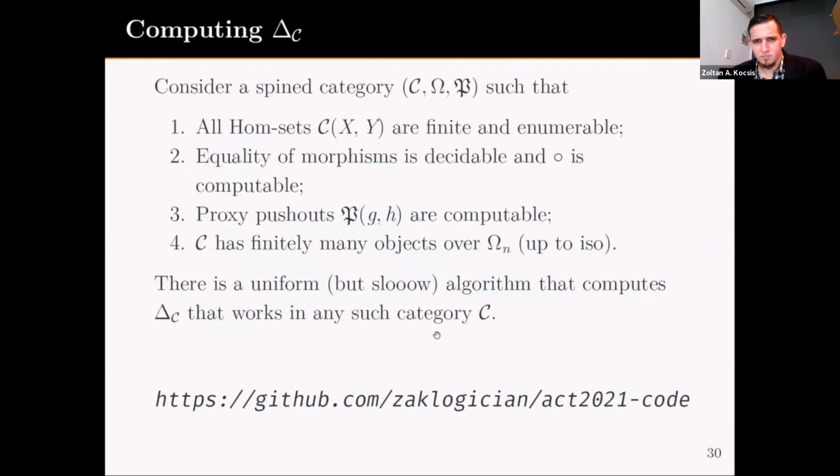But more importantly, if we put some very mild computational assumptions on our category C, we even get a uniform algorithm that computes delta C. And you can check this out online here. There's an example where I actually calculate a pretty simple delta functor. Unfortunately, this algorithm is too slow to be practical. It's much slower than the specialized algorithms that you'd use on specific categories to compute Treewidth. But you can technically use it to compute small examples if you have a new category.